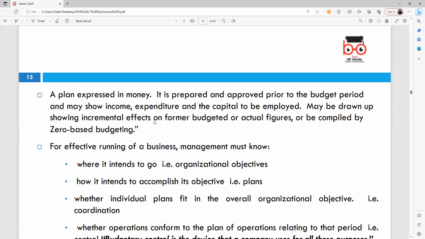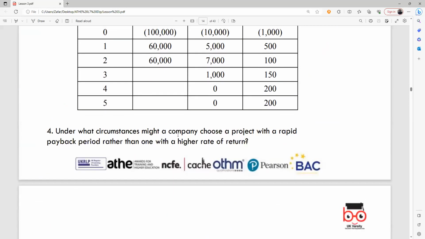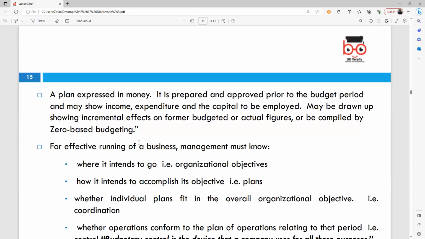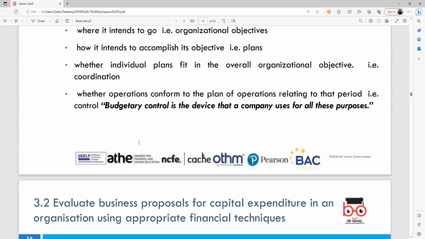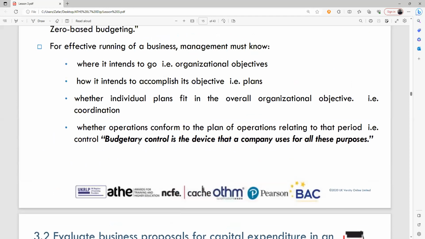Under what circumstances might a company choose a project with a rapid payback rather than one with a high rate of return? We've said high rate of return and quick method, and then we move on to the next bit, budgetary control. Now we will look at the budgetary control in the 3rd section.